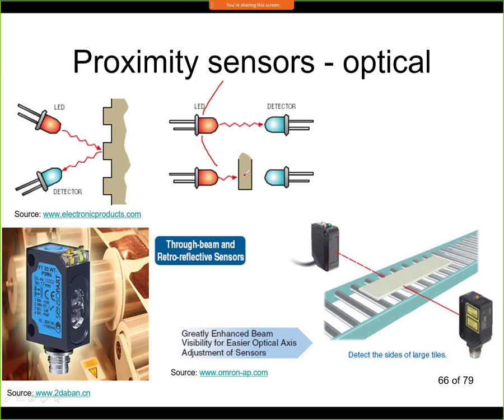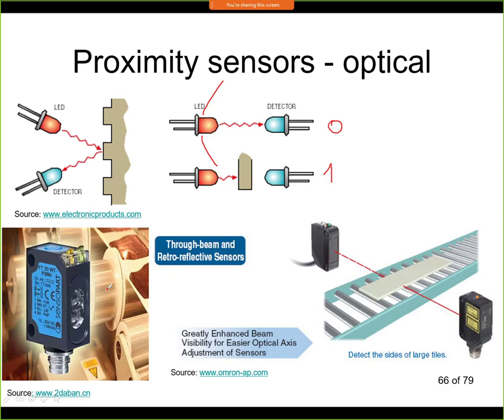When the object will interrupt the beam, the detector will not see it, and here I will have a signal. So let's say that this will give me 0 and this will give me 1. So object is detected and I see the 1 on the output.